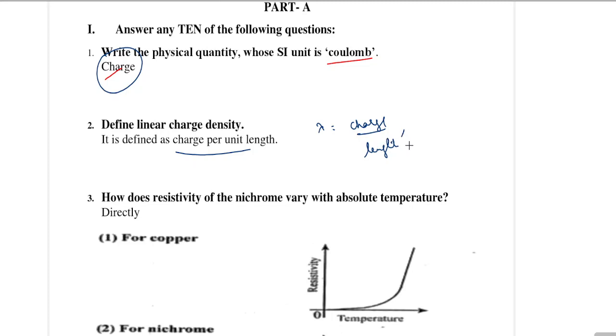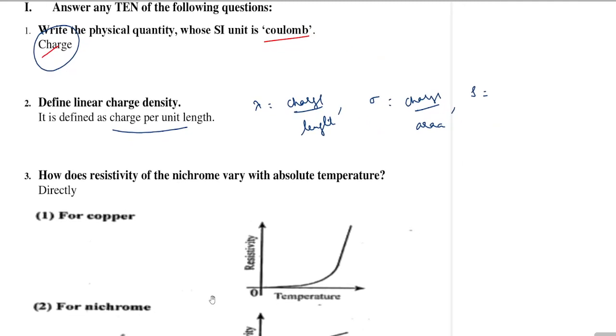Sometimes they may ask you to define area charge density as well as volume charge density. The sigma, called areal charge density, is given by charge by area, and rho is defined as volume charge density, which is given as charge by volume. So any one could be asked as one more question.